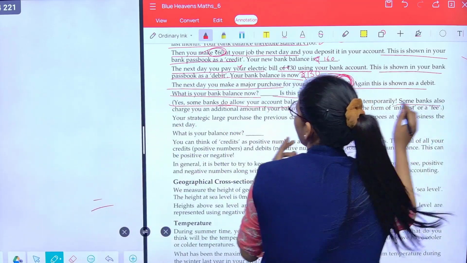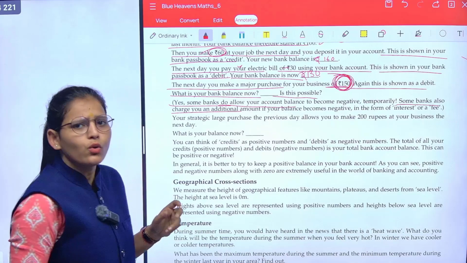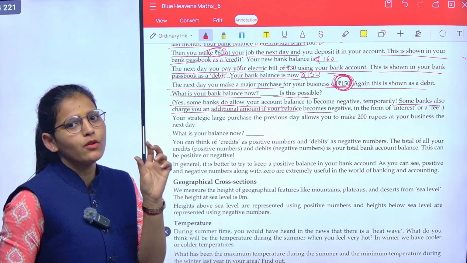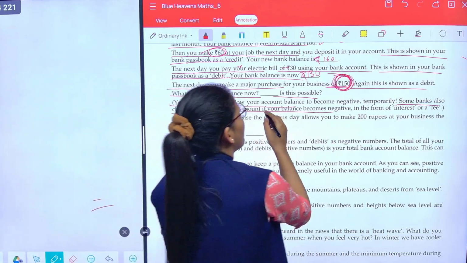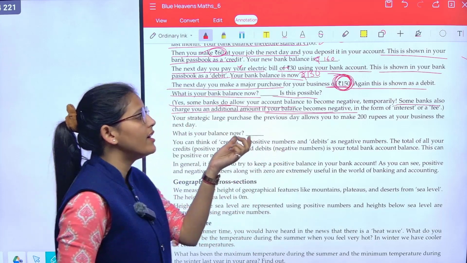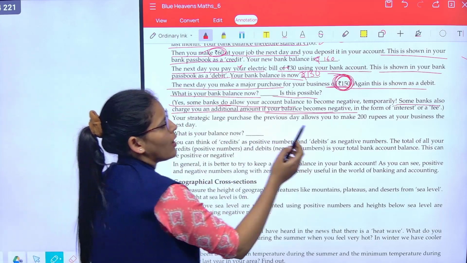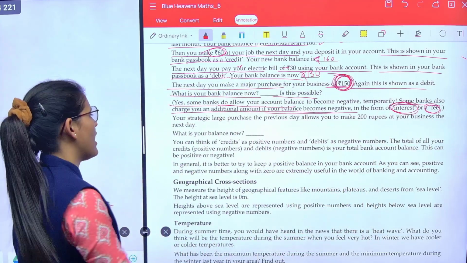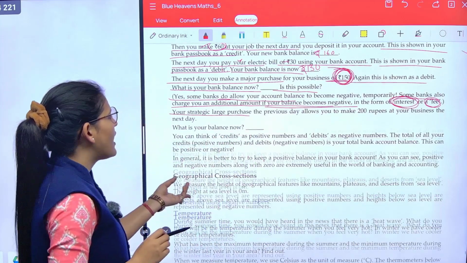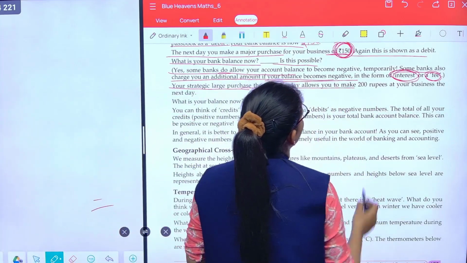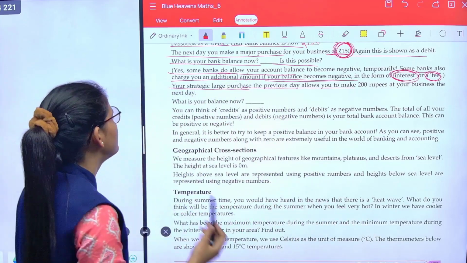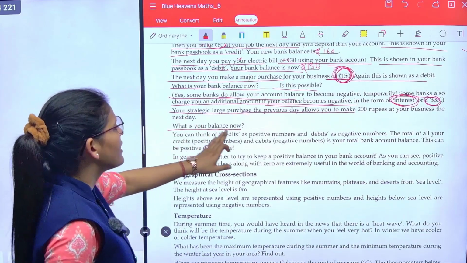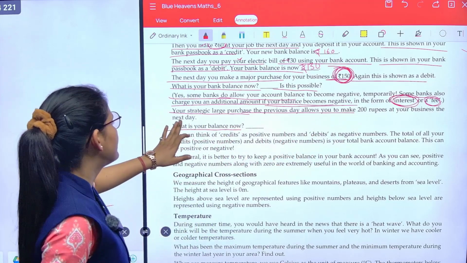Some banks also charge you an additional amount. कुछ चार्ज होता है क्लास उस पे अमाउंट. If your balance becomes negative, कुछ अमाउंट का हमें उस पे चार्ज देना होगा अगर हमारा अकाउंट बैलेंस हो जाता है नेगेटिव, in the form of interest or a fee. या तो आप उसको इंटरेस्ट कहेंगे या फिर उसको फी कहेंगे कि आपने अपना बैंक अकाउंट नेगेटिव किया है. Your strategic large purchase the previous day allows you to make 200 rupees at your business the next day. What is your bank balance now? अब आपने क्या किया, 200 rupees at your business next day.